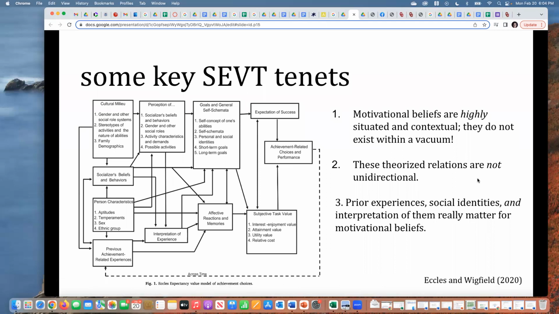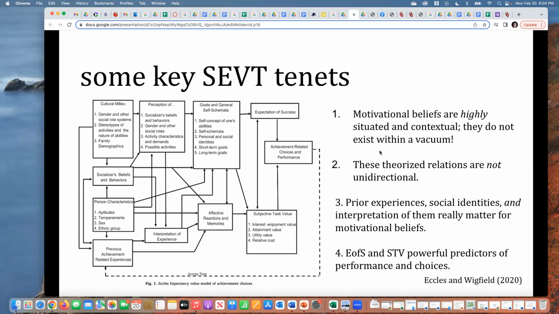The third tenet that I really want you to keep in mind, to be somewhat redundant with what I've already said, is that the prior experiences, the social identities that students bring to the table, and their interpretation of them all really matter for the motivational beliefs that a student ends up bringing to the table. So again, this is redundant with the first tenet, but a helpful elaboration of it: these do not exist within a vacuum, and prior experiences, identities, and context all play such an important role in what a student's motivational beliefs look like and what's brought to the table.